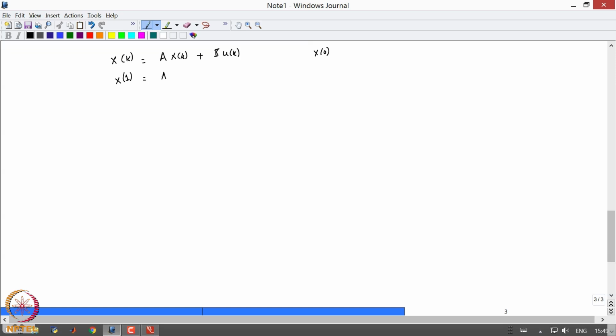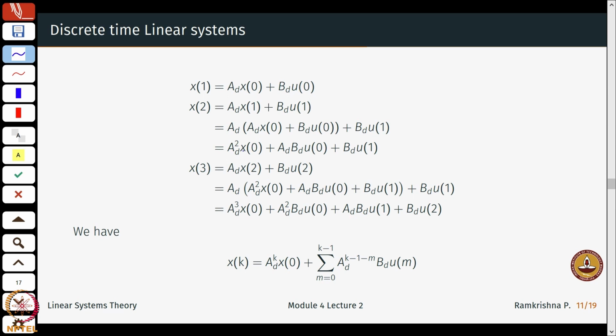x1 is A x naught plus B u naught. Okay, similarly x2 is A x1 plus B u1. Okay, what is x1? x1 is A x naught plus B u naught, so x2 is A x1 plus B u1. Sorry, there will be an A here, and therefore I will have an A square term depending on x naught.